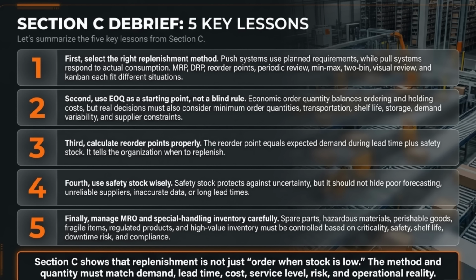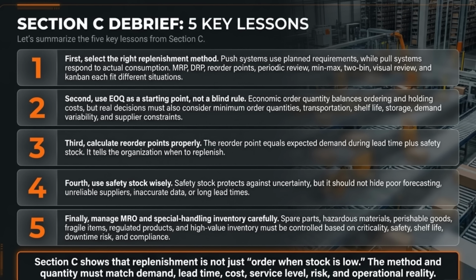First, select the right replenishment method. Push systems use planned requirements, while pull systems respond to actual consumption. MRP, DRP, reorder points, periodic review, min-max, 2-bin, visual review, and Kanban each fit different situations.